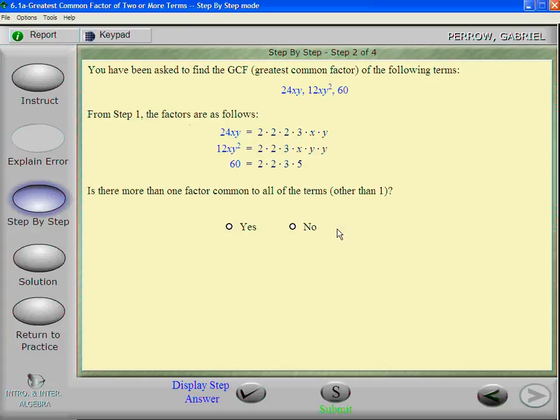Okay, they say, is there more than one factor common to all of the terms other than 1? So what they're getting at is that if there were nothing common for all three, your greatest common factor is going to end up being 1. You'd answer no to this question, and then you'd say 1 is the answer. There are values that are common, though, so I'm going to say yes.